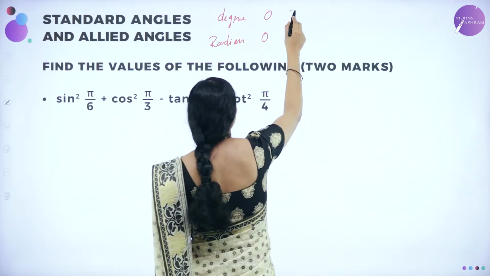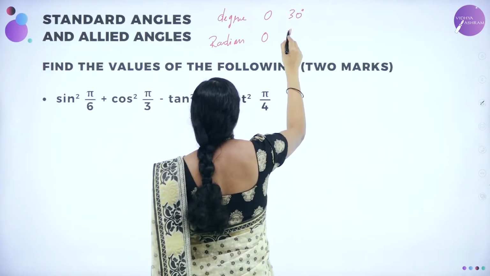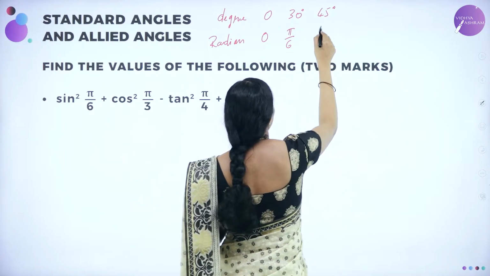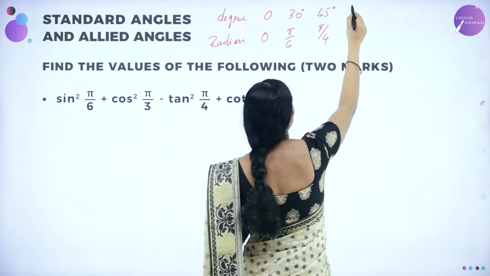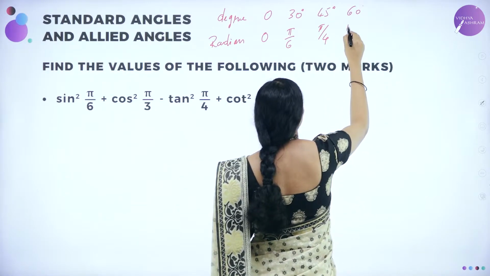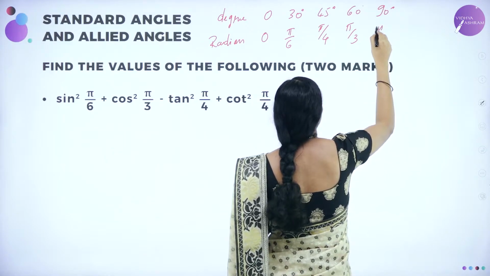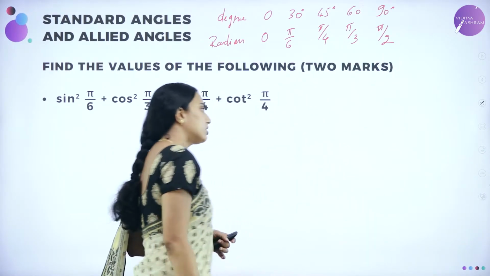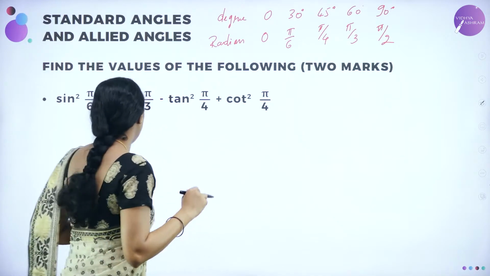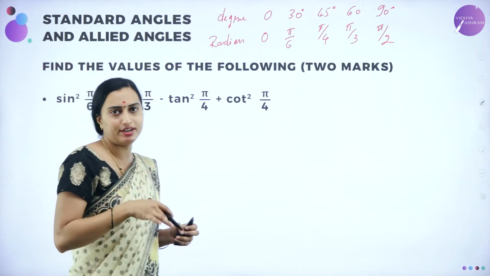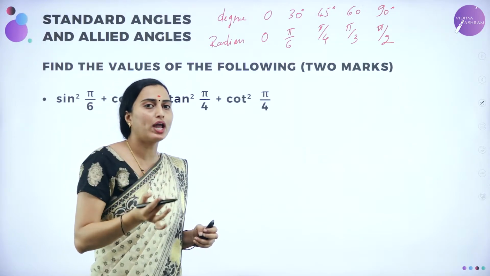So 30 degree is nothing but pi by 6. Similarly, 45 degree is nothing but pi by 4. Similarly, 60 degree is nothing but pi by 3. 90 degree is pi by 2. You have to remember this in radians. Therefore, sine squared pi by 6 means sine 30 degrees. Sine 30 degree value is 1 by 2.